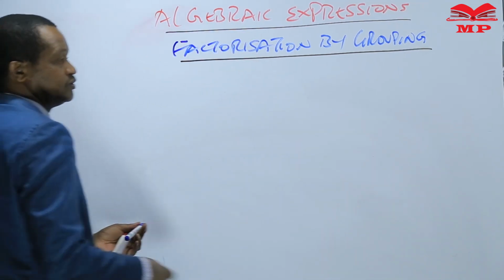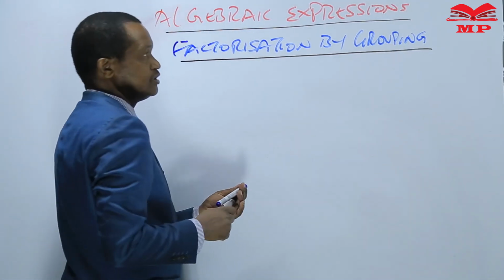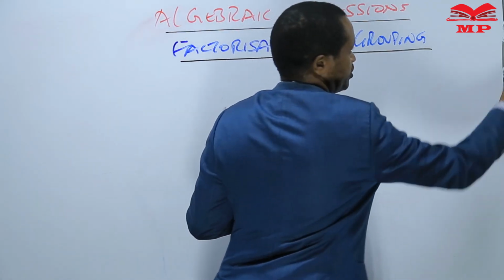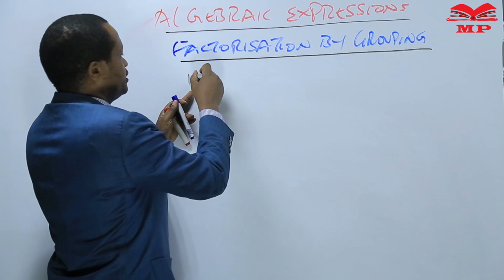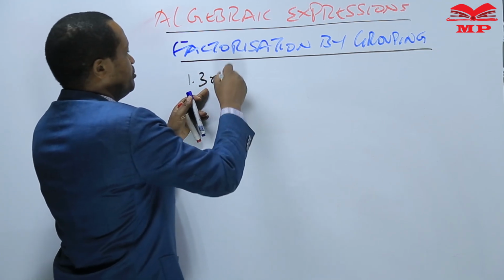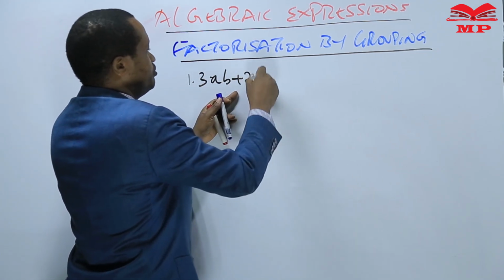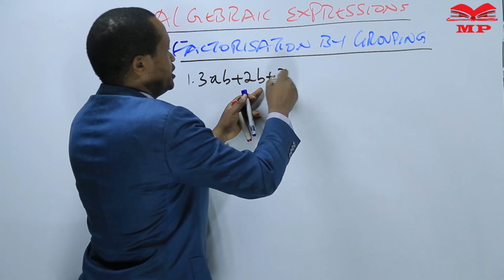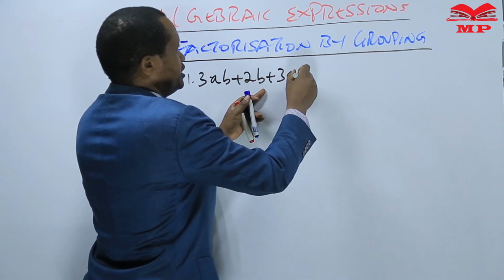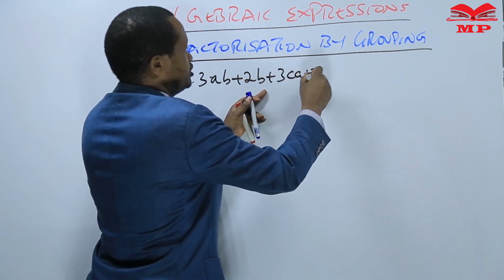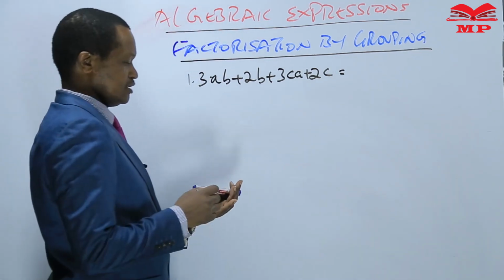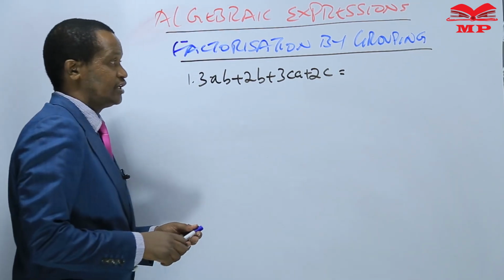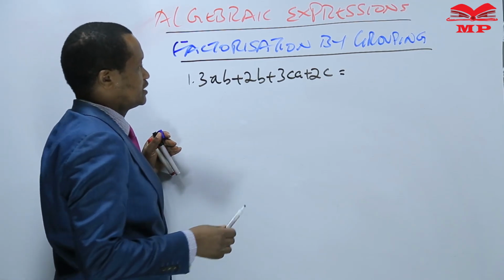I have more examples here on the board. Factorize, number 1: 3ab plus 2b plus 3ca plus 2c. Factorize. Now, before we factorize, we check if there are common factors.